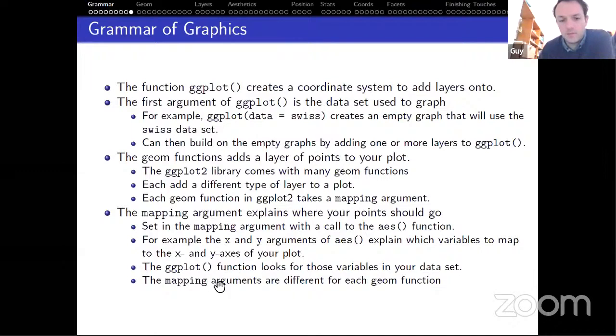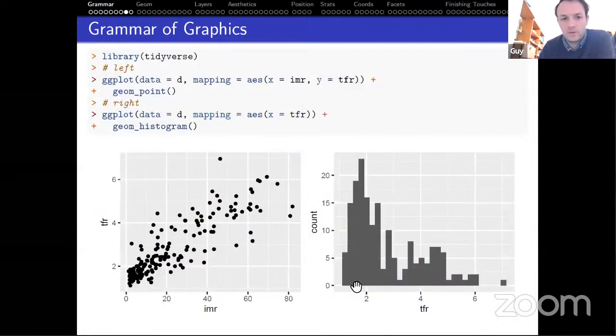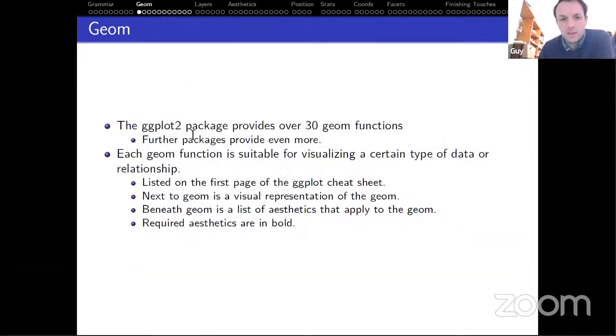And we can have different types of mappings depending on the geom. So you saw here, for example, we didn't have a Y aesthetic, right? Because when we do a histogram, we only need one variable. We don't need to give it two variables. Okay, so within ggplot, like I said, there are lots of geom functions, maybe over 30 in ggplot2. And there are also additional packages that have been developed that create other geoms that aren't in the core ggplot2 package. Each geom function is suitable for visualizing different types of data.